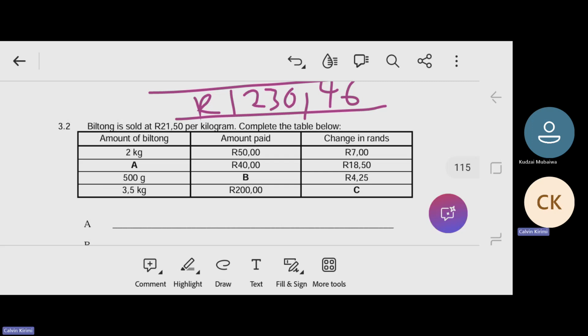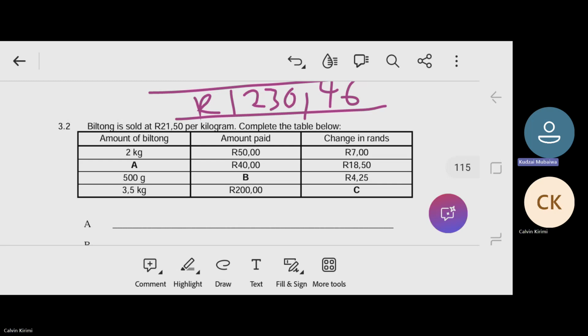Let's start with A. What happened in A? They bought an amount of biltong with 40 rands. Yes, 40 rands. So the amount, the total grams. So we are looking for the cost, the cost of that biltong.